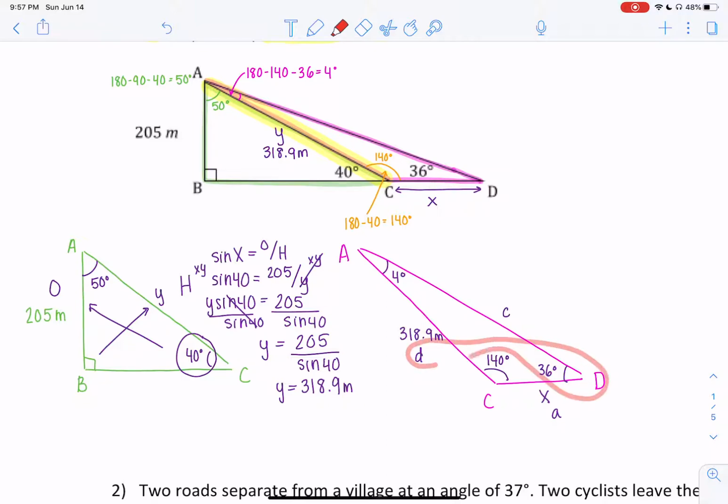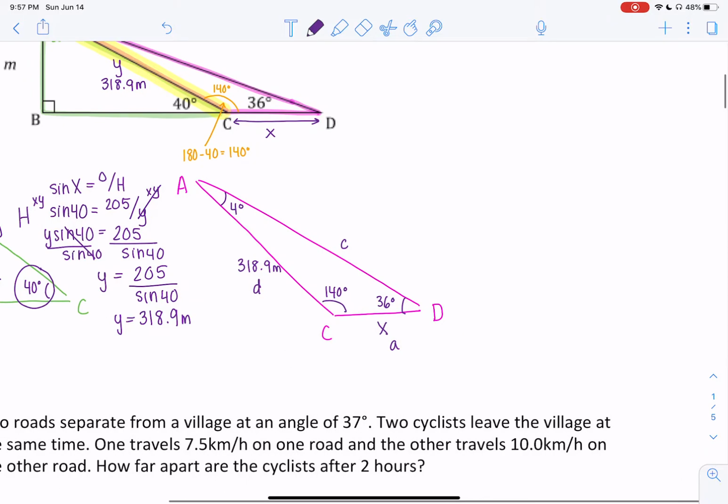Now I'm going to look for a full pair, and I have a full pair with D and D, and I have a half pair with my A's here, right? I have the 4 as well as the x that I'm looking for there. So because I have a full pair in D and a half pair in A, I can write out my sine law. So I'm looking for a side length, so my lowercase letters go in the numerator.